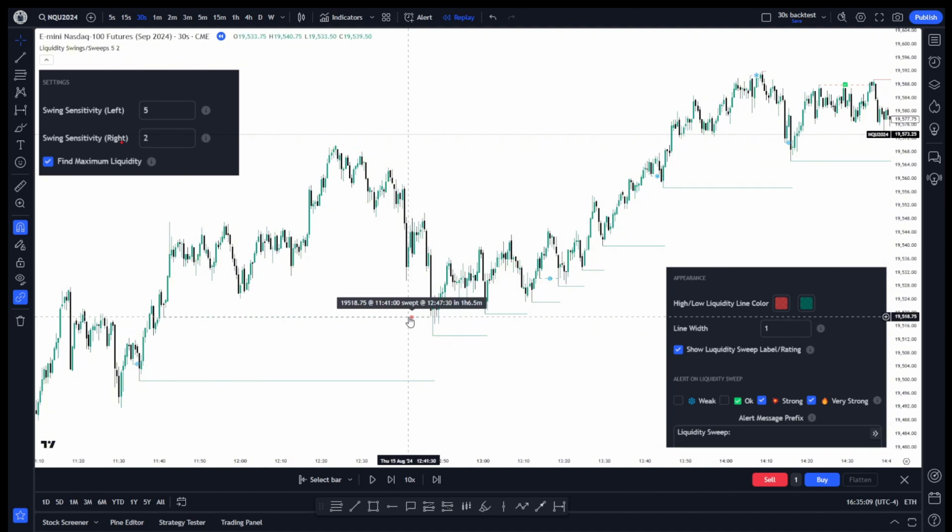And internally, the indicator tries to identify weak, okay, strong, or very strong sweeps, primarily based on the number of bars that passed since the swing was made and then the liquidity was swept. The greater the time, the stronger the sweep is considered to be.